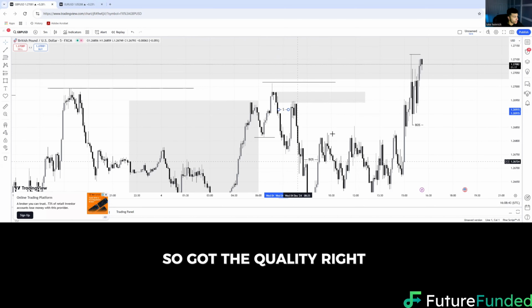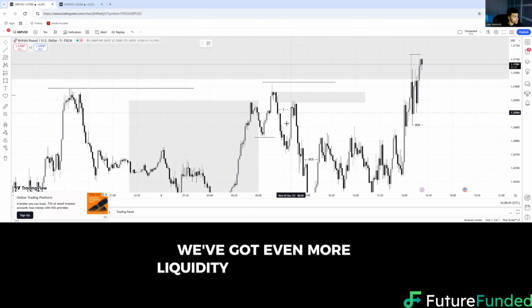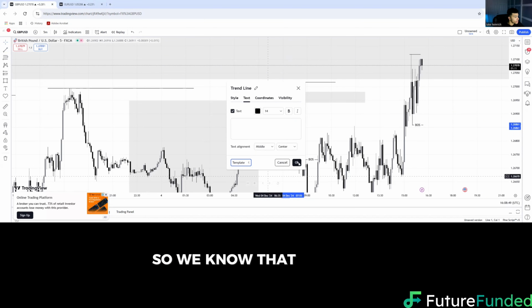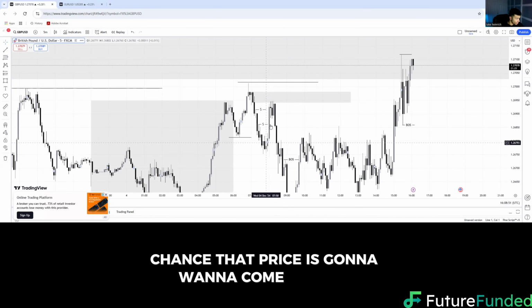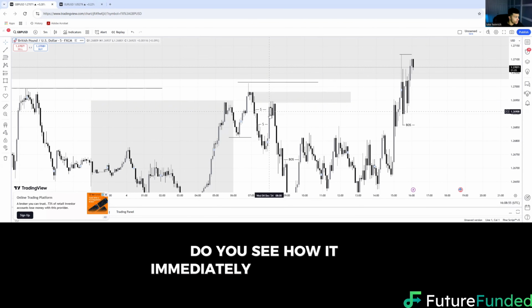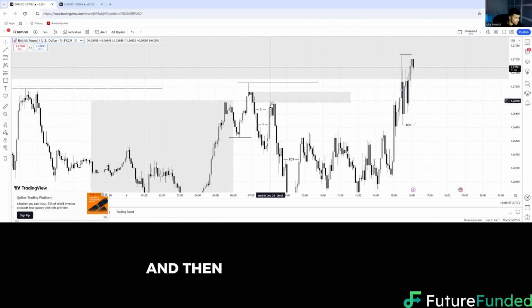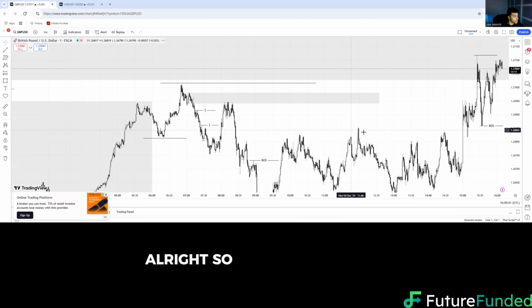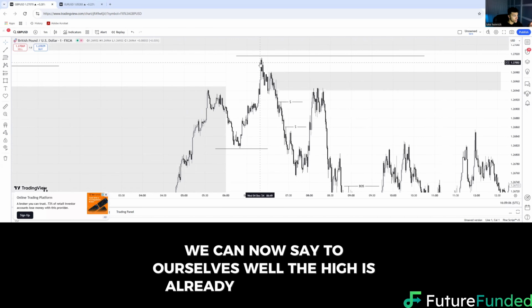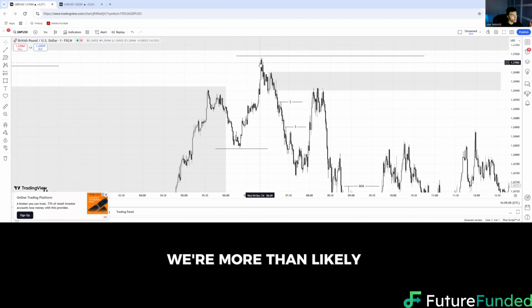So we've got liquidity right here. All right, we've got even more liquidity down here from this move itself. So we know that there's a pretty good chance that price is going to want to come back up. And immediately once it does, do you see how it immediately just takes out all the liquidity and then taps into this area? All right, so now it taps into this area, we can now say to ourselves, well, the high has already been taken out. We're more than likely going to get a move, or at least an attempted move to the downside.